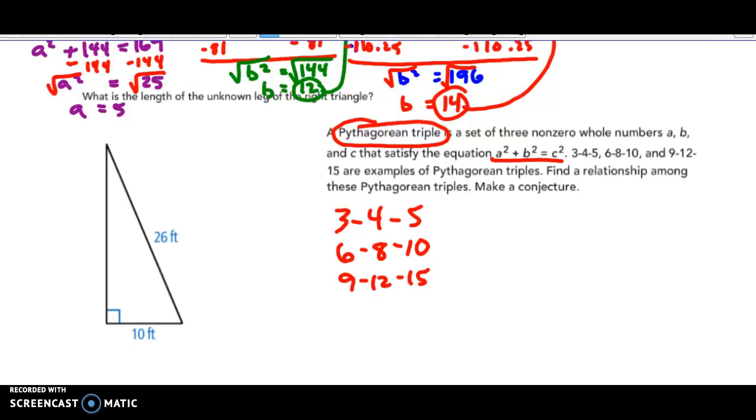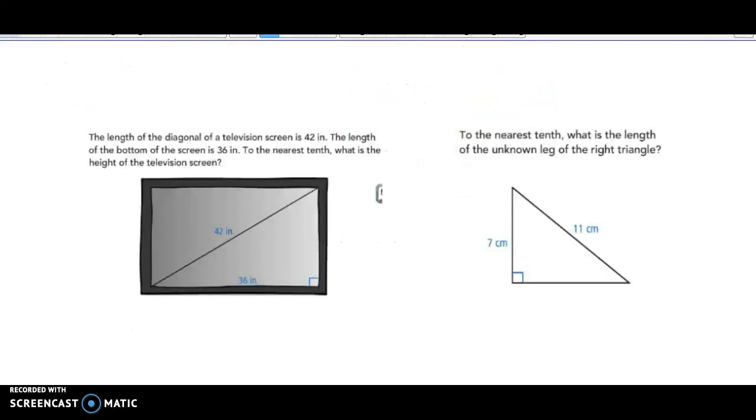Okay, this will be a discussion point in class that we will work through together. Let's check out our last couple examples. The length of the diagonal of a television screen is 42 inches. The length of the bottom of the screen is 36 inches. To the nearest tenth, what is the height?